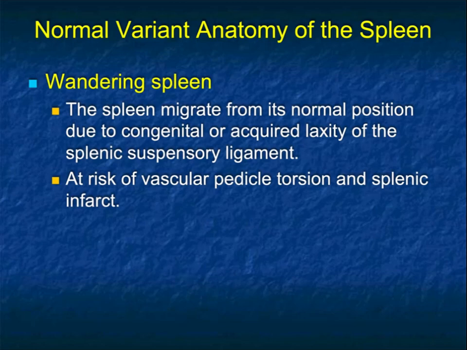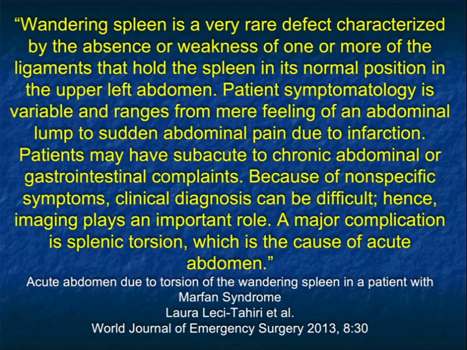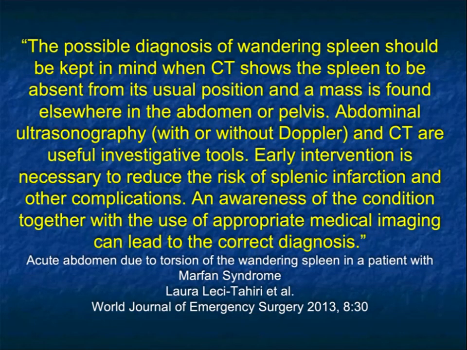The spleen migrates from its normal position due to congenital or acquired laxity of the splenic suspensory ligaments. This patient is at risk for twisting of the pedicle and splenic infarction. It's a rare defect. Patients present, depending where the spleen is, from left lower quadrant to right lower quadrant to right upper quadrant pain. CT is very good at making the diagnosis. It should be kept in mind when CT shows the spleen to be absent from the usual position and a mass found elsewhere in the abdomen.